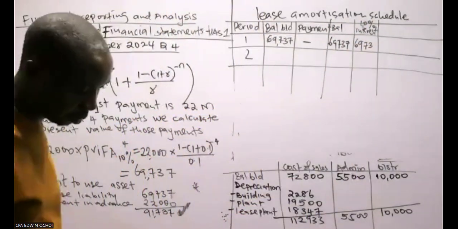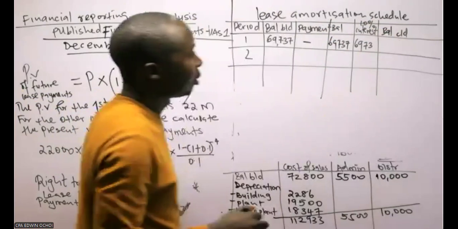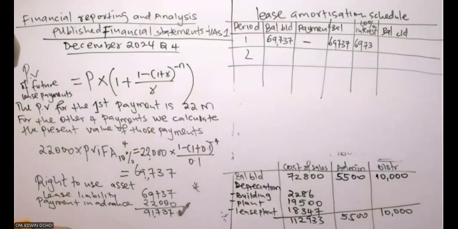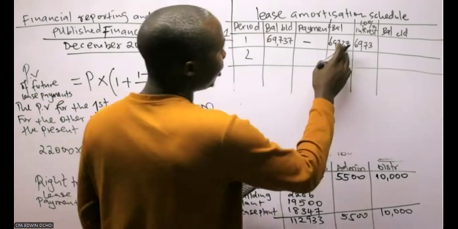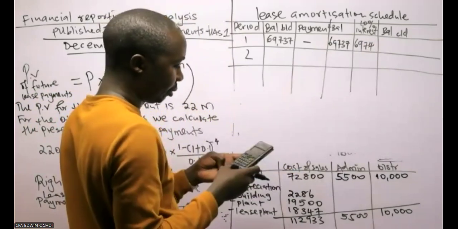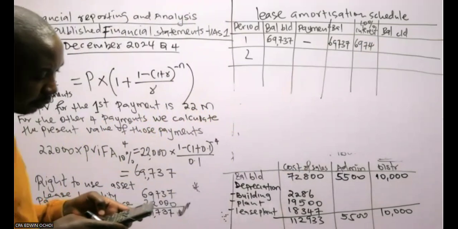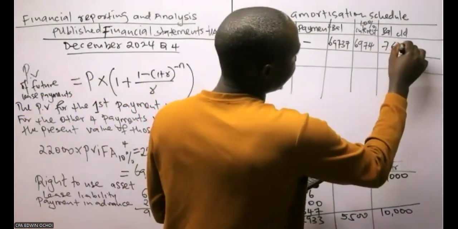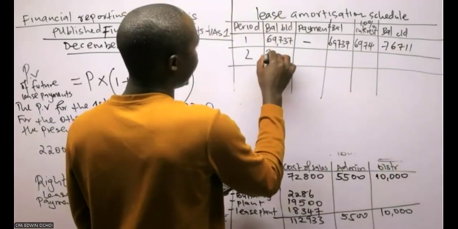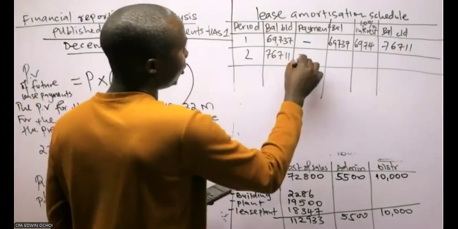So that balance carried down here will be 69,737 plus 6,974, because we round off. 10% of these, 69,737 plus 6,974. That is 76,711. So that is what opens here. 76,711.